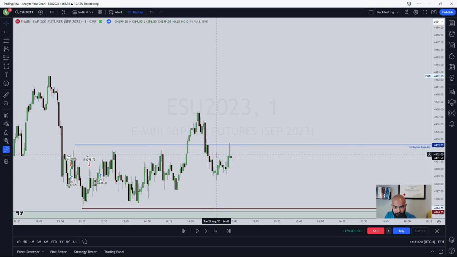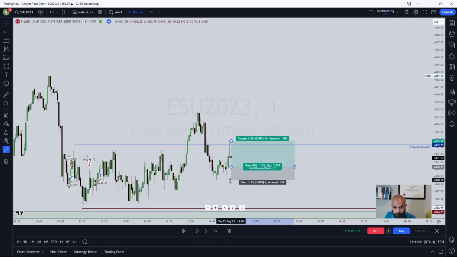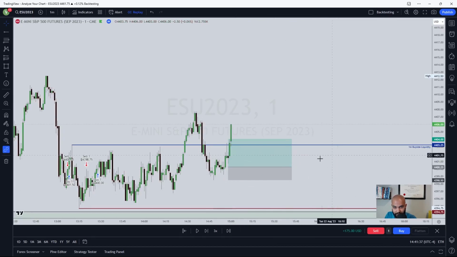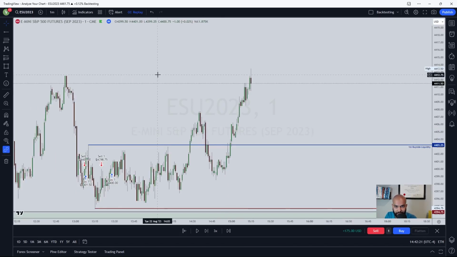Looks like there is a change of character right here because price came above here, showing willingness to go higher. I want to see if I can enter along here, put a stop here, and I would target this fair value gap. And it actually goes there without me. But it is cool to see that price is going where I thought it would go. It takes out buy side liquidity.